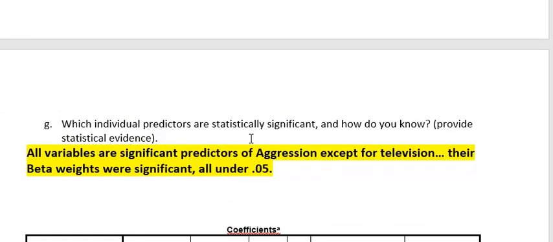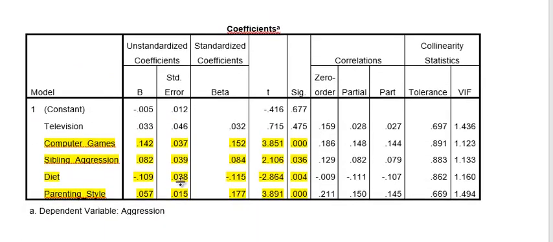Which individual predictors are statistically significant, and how do you know? So let's look at the ones that are significant. You simply go to the coefficient box. You look at the significance column. Anything less than 0.05 is significant. So computer games is significant in predicting aggression. Sibling aggression is significant at predicting aggression. Diet, even though it's small, is significant at predicting aggression. And parenting style is the king. The only one that is not is television, but that rots your brain.